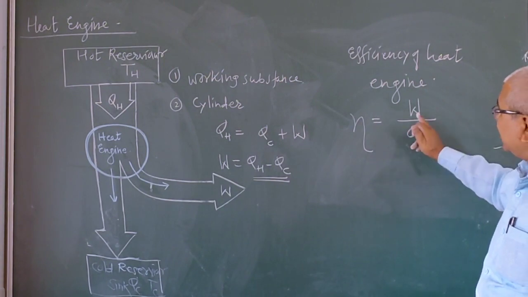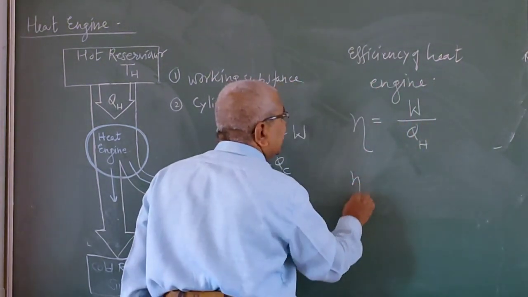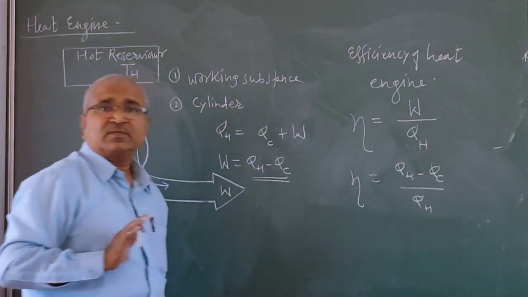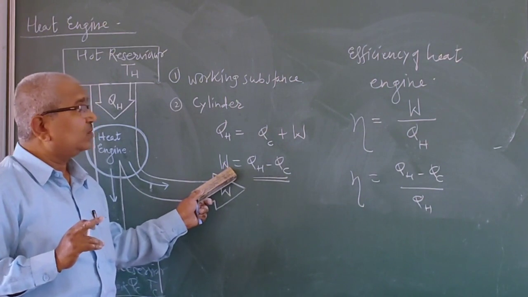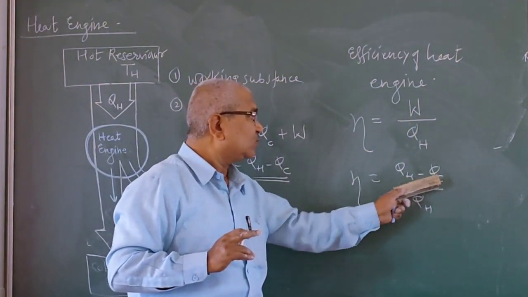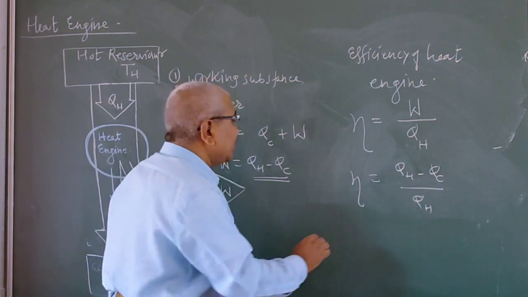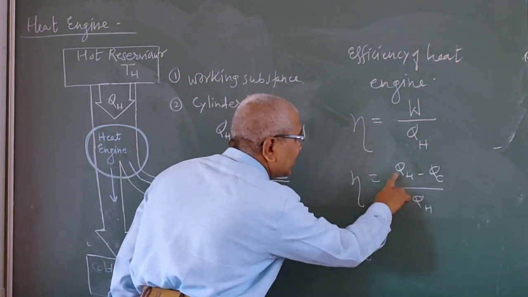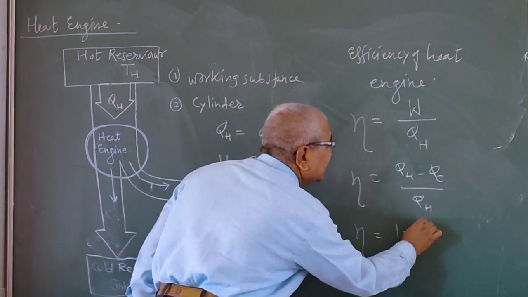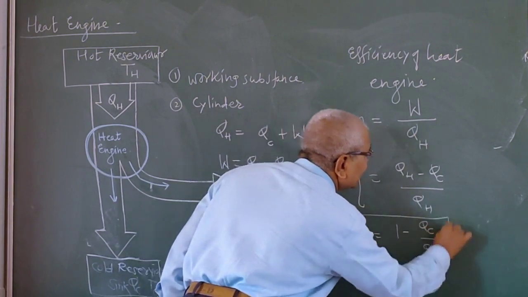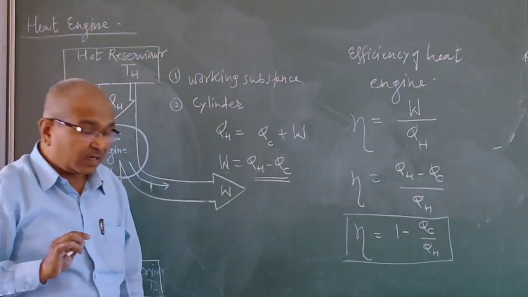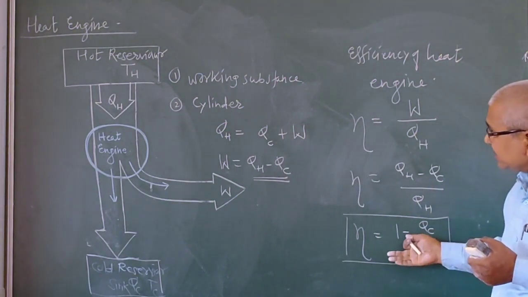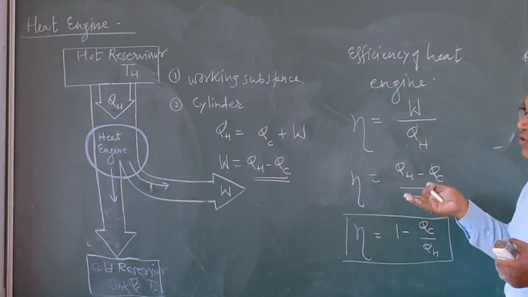If we put the value of W here, then we can write eta is equal to QH minus QC upon QH. Dear students, see here, I have only put the value of W. And by making use of simple mathematics that we have learned in 5th and 6th standard, separating the LCM here, we can write it as 1 minus QC upon QH. So this is the formula of eta. From that eta, we can suggest the efficiency of heat engine.